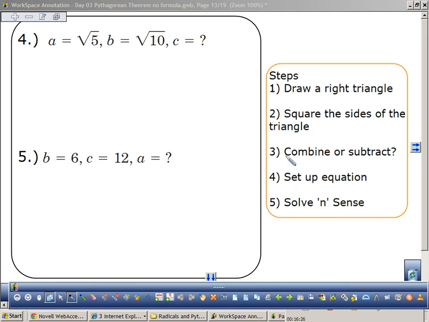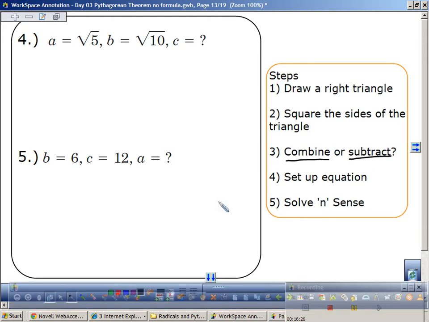For number 4, am I going to have to combine to get the bigger side or subtract to get the smaller side? I'm going to have to combine. Combine to find the C. What about this one? Am I going to have to combine or subtract? Subtract. You already have the C. You already have the big one.